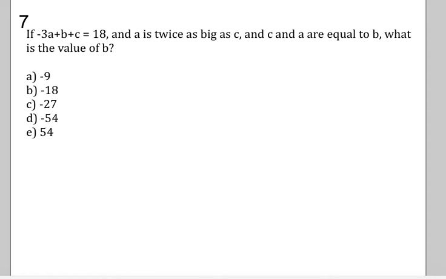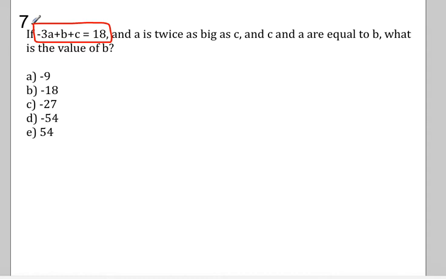A is twice as big as C, right? The first thing you notice here is you have an equation with 3 variables. You can never solve an equation with 3 variables. You can't even solve it with 2 variables, right? You can only solve an equation with 1 variable as long as you're not dealing with a system. But here, we have a system, but you still have the same thing. You can only solve something when there's 1 variable in it.